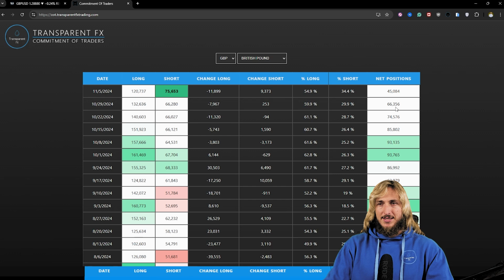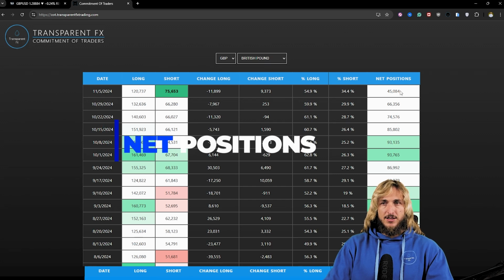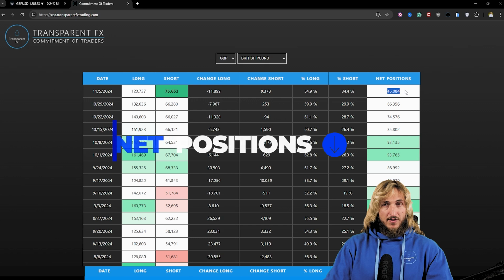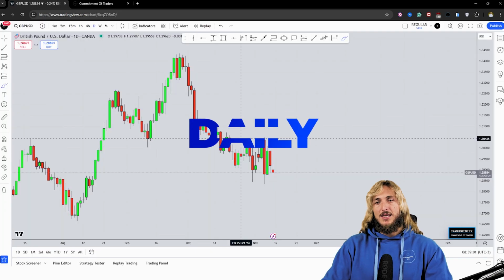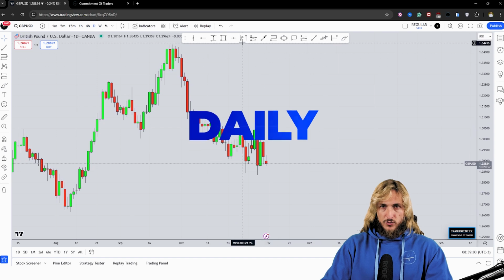And what we can see is that with the last report, we have seen a decrease of the net positions from 93K down to 45K, and we have not seen yet net positions starting to increase again, which suggests that at least at the moment, institutions are not longing GBPUSD yet, even though we are in that confluence of support.